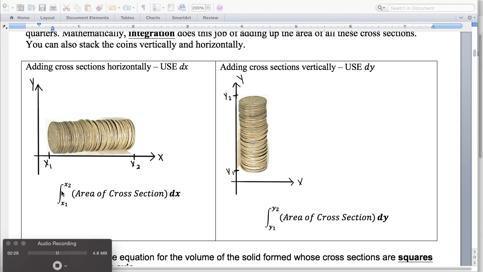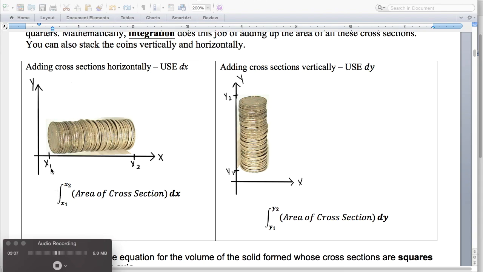So the idea of this equation that we'll use is that the integration operation adds up all the area of these individual cross sections, and in turn gives us the volume of the solid. If I find the area of this dime, and the second dime, and the third dime, and so on, all the way to the last dime, then I will find the volume of the cylinder that's formed by the area of these dimes.